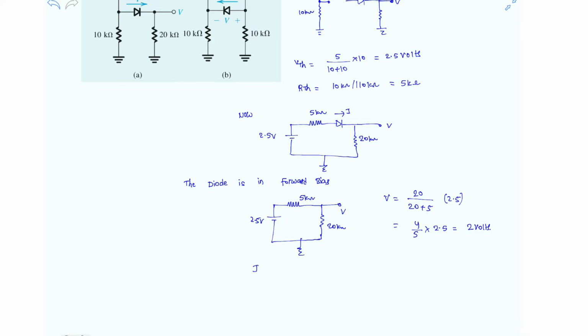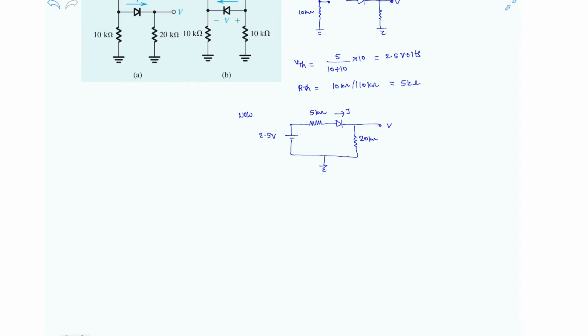And the diode current I is nothing but 2.5 volt over 5 kilo ohm plus 20 kilo ohm, because 5 kilo ohm and 20 kilo ohm resistors are in series. So the required value of current is nothing but 2.5 over 25 kilo ohm, which is nothing but 0.1 milliamperes. This is the required answer for part A.